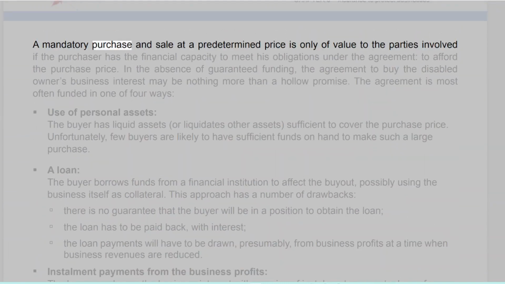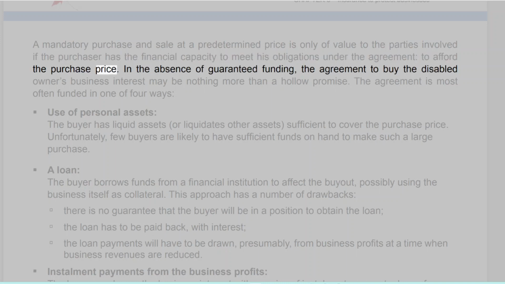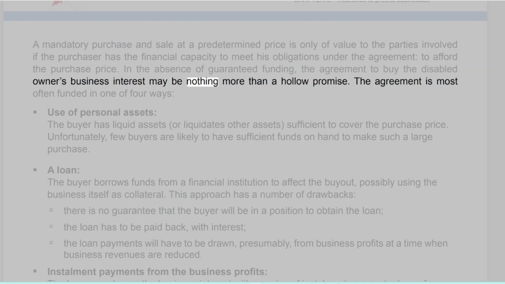A mandatory purchase and sale at a predetermined price is only of value to the parties involved if the purchaser has the financial capacity to meet his obligations under the agreement, to afford the purchase price. In the absence of guaranteed funding, the agreement to buy the disabled owner's business interest may be nothing more than a hollow promise. The agreement is most often funded in one of 4 ways.